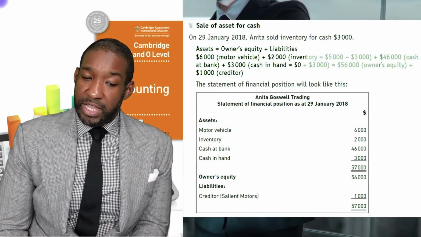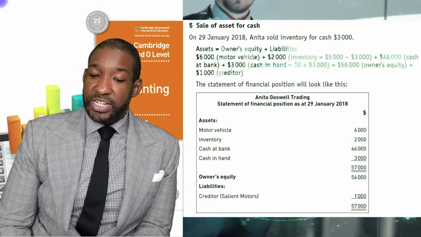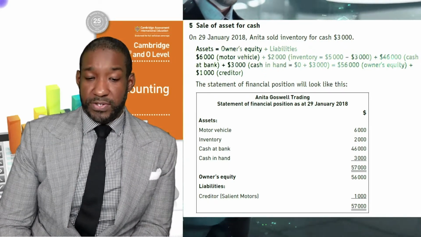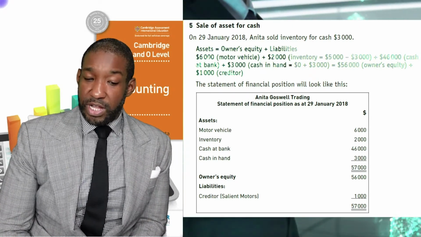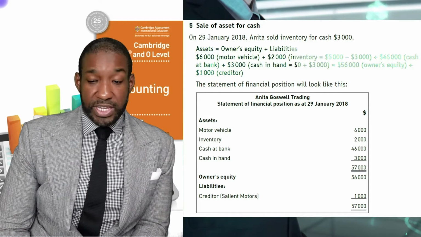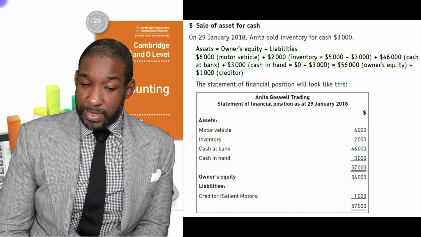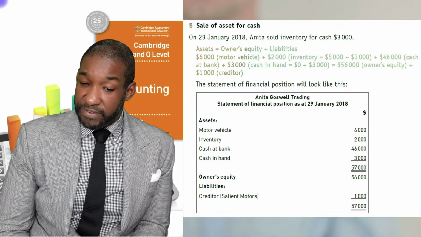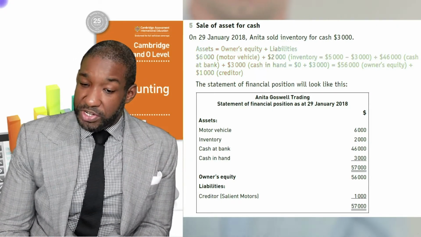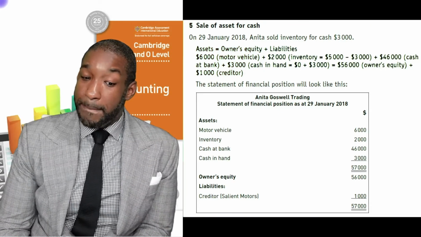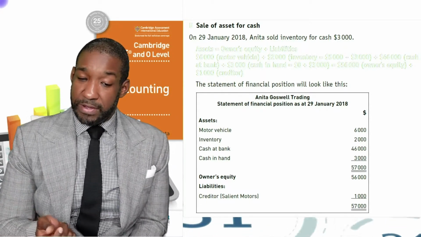Number 5, sale of asset for cash. On the 29th of January 2018, Anita sold inventory for cash, $3,000. Assets equals owner's equity plus liabilities. $6,000 motor vehicle plus $2,000 inventory equals $5,000 minus $3,000. Right, so she sold $3,000 worth of inventory. She has $2,000 left. Now that means she should have extra cash. She has $46,000 of cash at bank plus $3,000 cash in hand, the cash given for the sale of inventory.